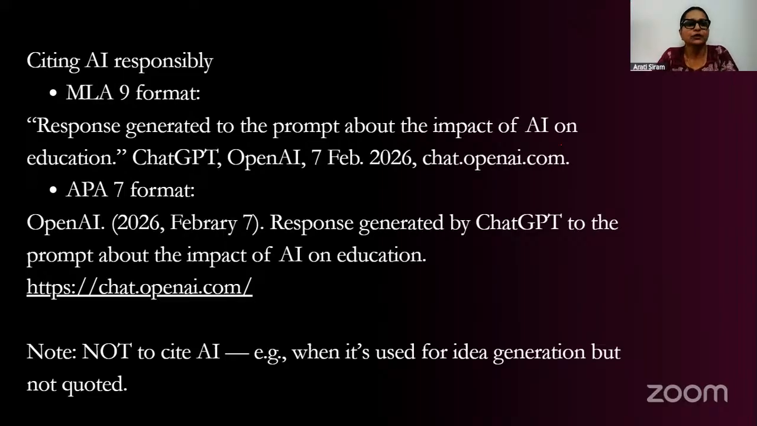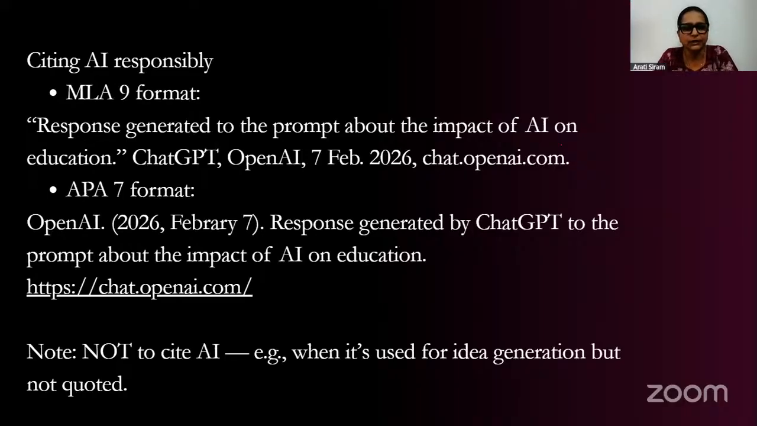Okay. So similarly, AI also needs to be cited in our research. And this is the format. If you're using MLA9, this is the format of how AI-generated tools can be added to your bibliography or in your citation. And APA7 format is also good.